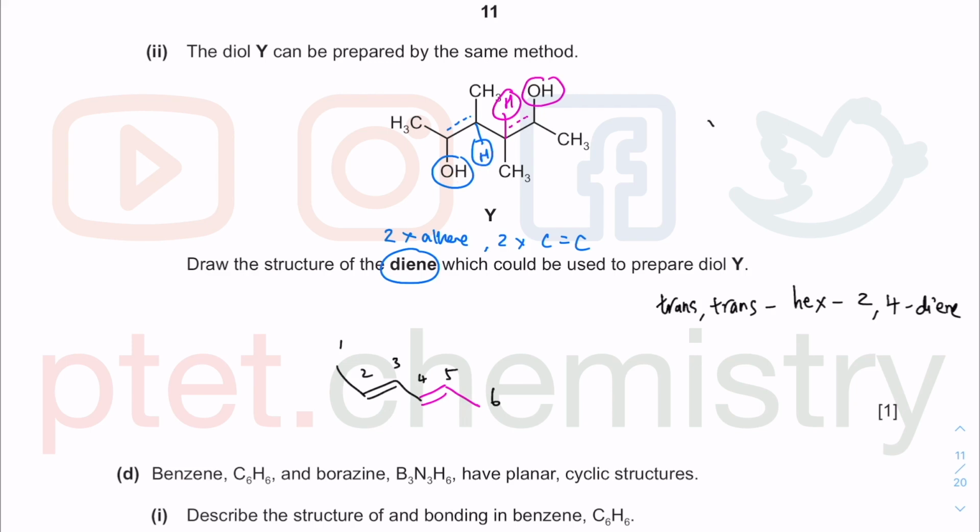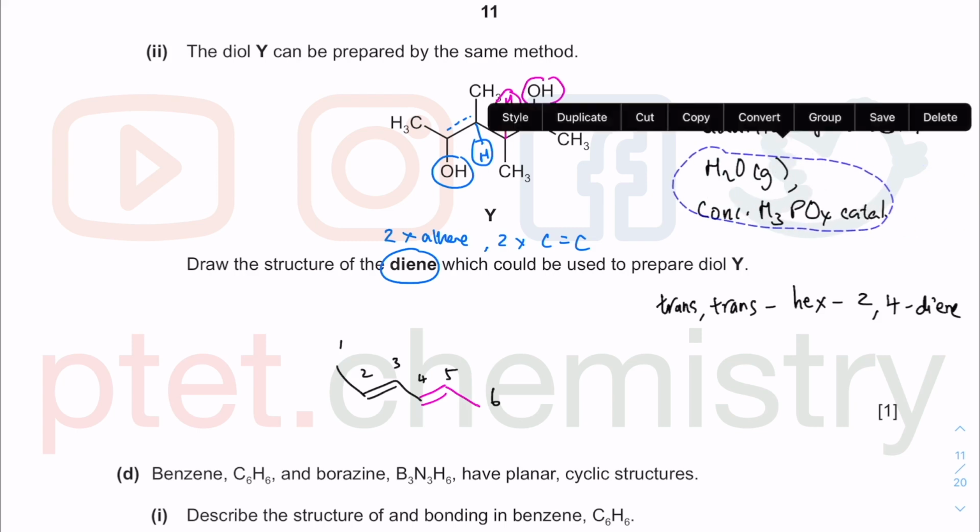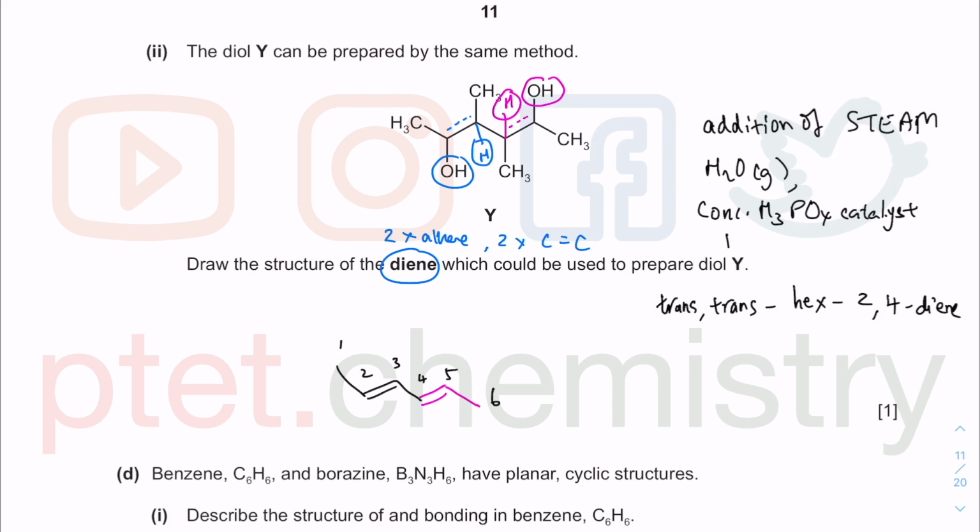This is addition of steam, which is H2O gas, and you need concentrated phosphoric acid catalyst, and you are not going to add steam if your temperature is below 100 degrees Celsius. So usually you need a heat which is around 300 400 degrees Celsius, somewhere along that line there.